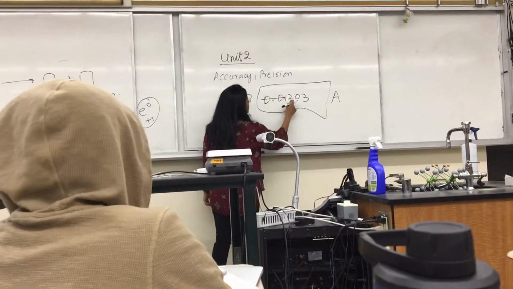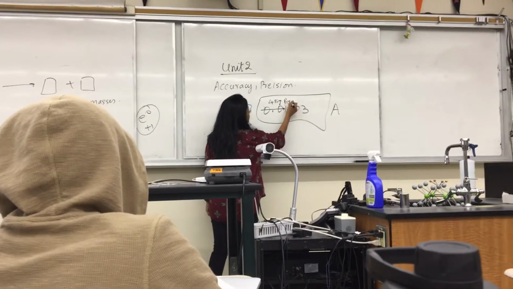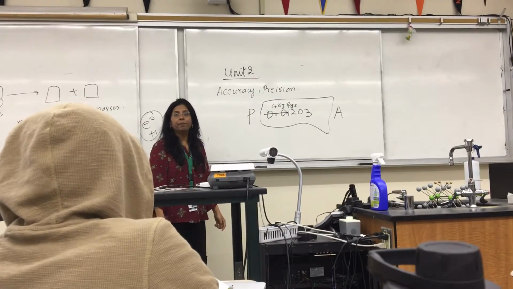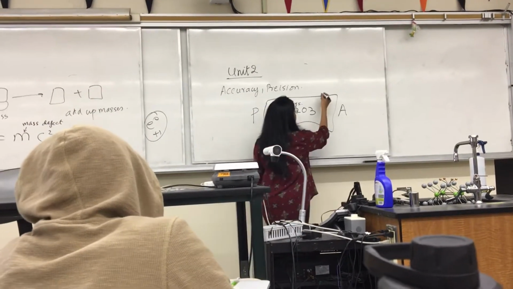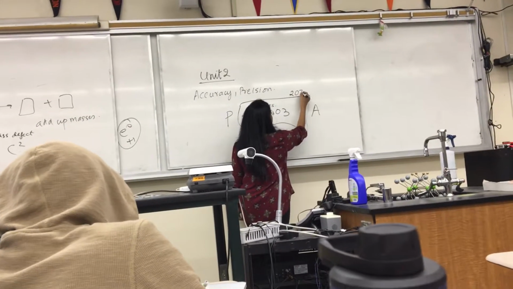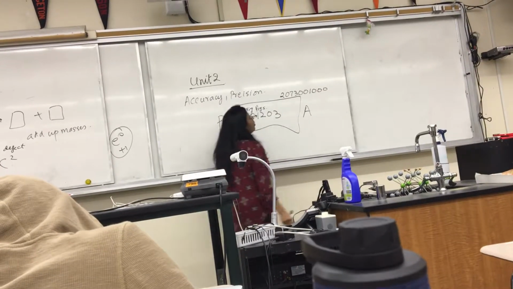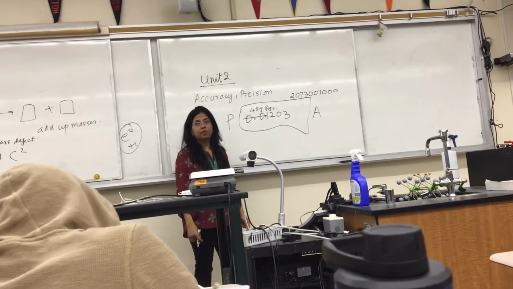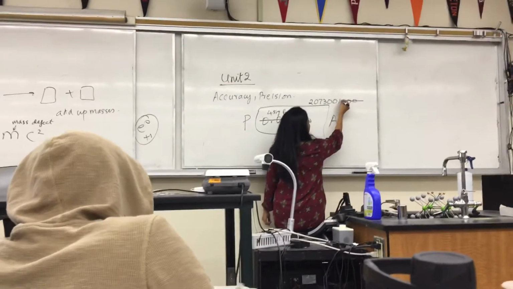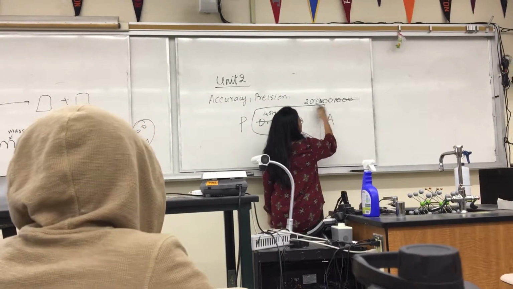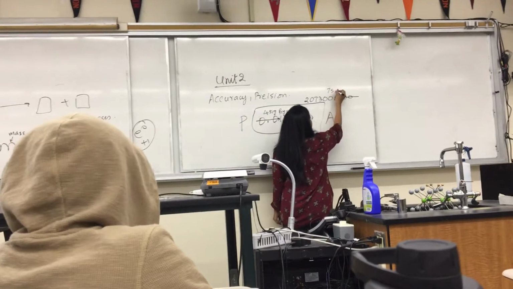So how many sig figs? 1, 2, 3, 4. 4 sig figs. Now, if there is point absent, start from the Atlantic and then keep scratching out the zeros till you reach the first non-zero digit. After that, everything is significant. So 1, 2, 3, 4, 5, 6, 7. 7 sig figs.